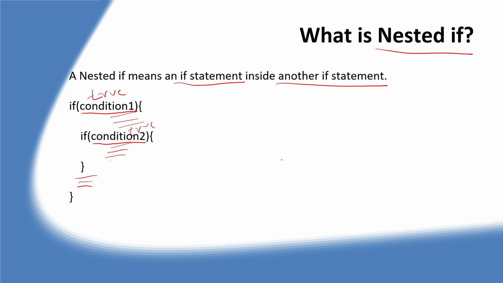So the syntax is very simple. First, condition 1 is evaluated. If it is true, the control enters the outer if block and then checks condition 2. If condition 2 is also true, the inner if block executes.